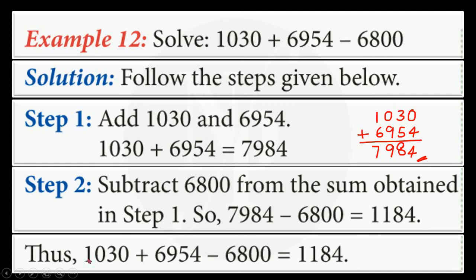Thus 1030 plus 6954 minus 6800 is equal to 1184. So on adding the first two numbers and subtracting the third number from the sum we get 1184 as the answer.